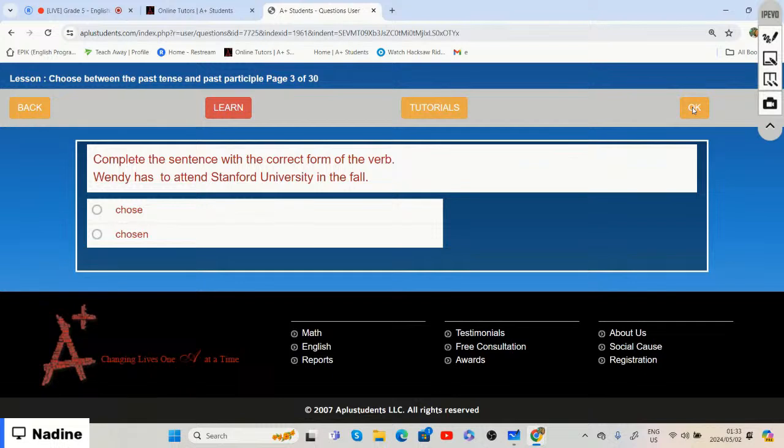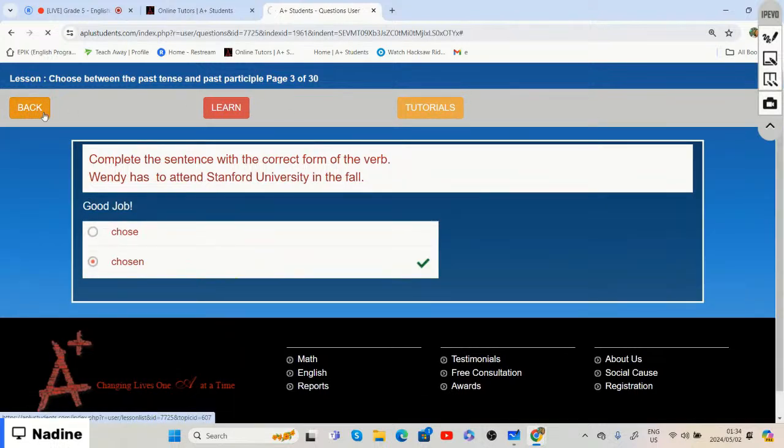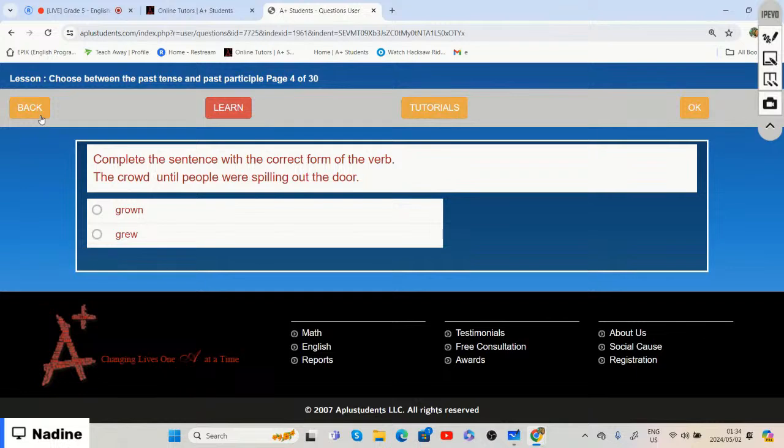All right. So we can say one last one. Wendy has chosen to attend Stanford University in the fall. And we said there, Wendy has chosen to attend Stanford University in the fall. Yes, chose is not good grammar. It does not sit so well within that sentence, right? So well done.